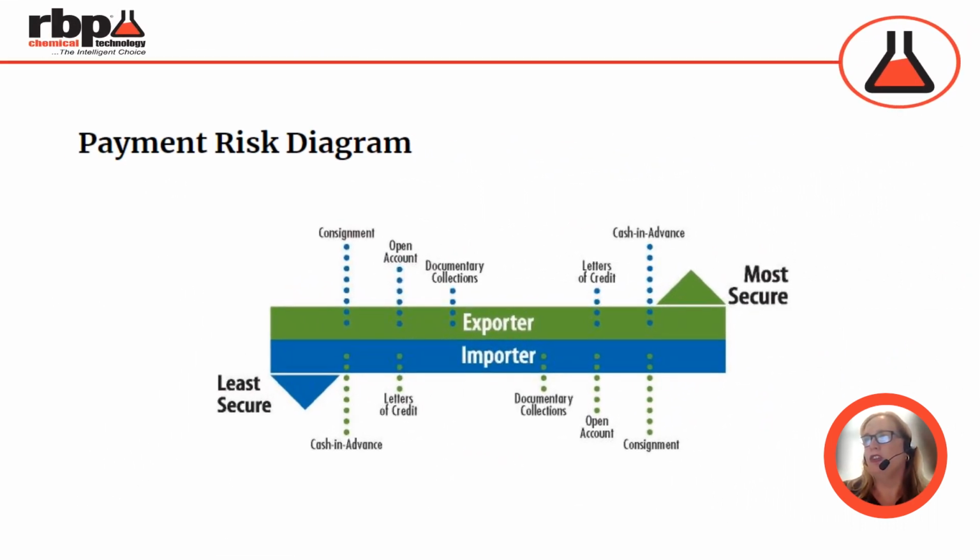This diagram just outlines the least secure to most secure methods of payment. So going with the seller, RBP, if we're the seller, the least secure on our end is going to be the consignment, and then the most secure is going to be cash in advance. And then to flip that for the buyer, it's going to be least secure for them cash in advance and most secure for them on the consignment. This will just give you a good visualization to see how it works for the importer versus the exporter.